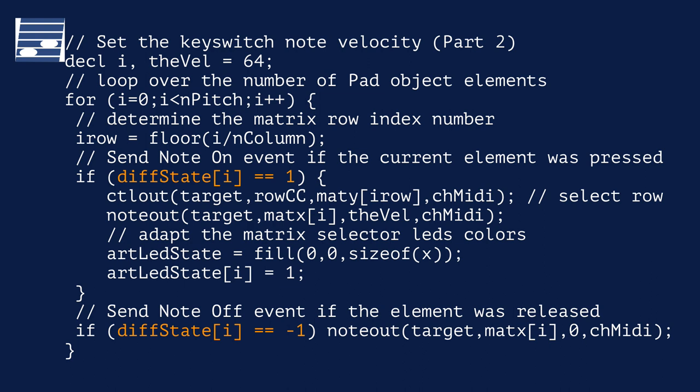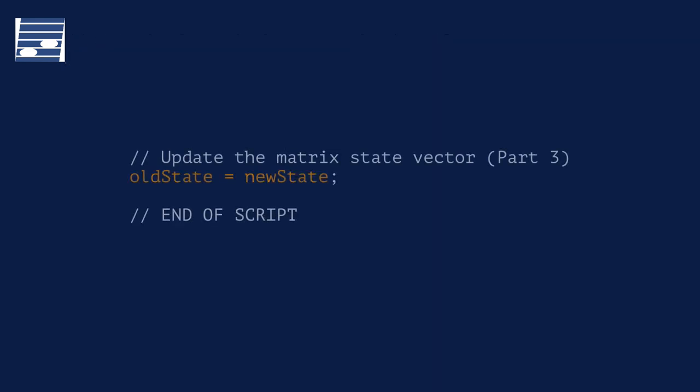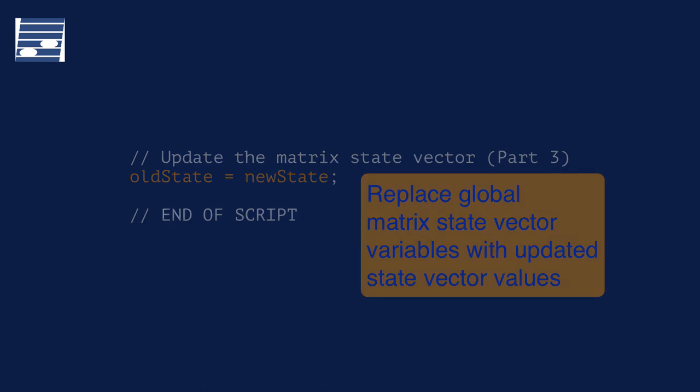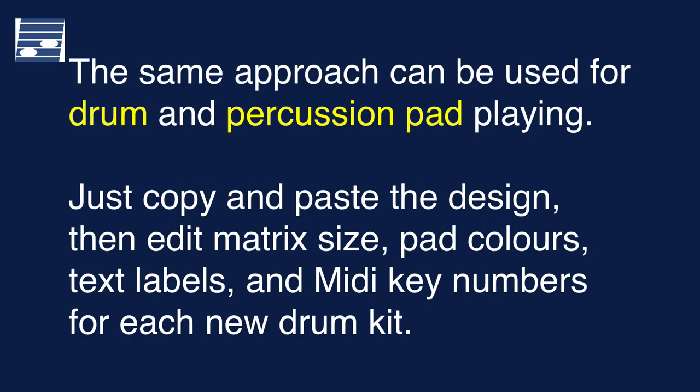So, the notes have a duration while the element is pressed down, a property that comes in handy when we want to use the same script for playing drum pads. Finally, we update the external state variable and replace it with the current vector, and that does the trick. We now have a pair of simple scripts that are easy to read and reusable for other key switching cases and also for playing drum and percussion kits.